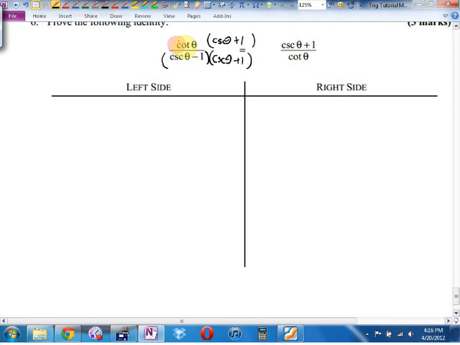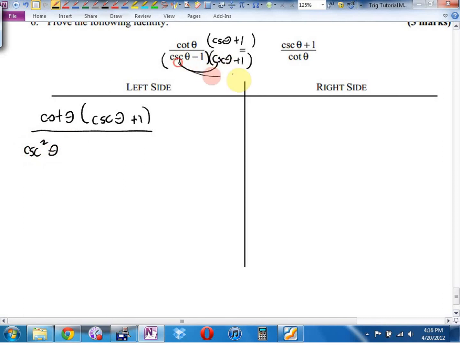On the top, I could multiply it out. I'm just going to leave it factored for 1 line on the off chance that maybe stuff will cancel. So I'm going to leave the top as cotangent times cosecant theta plus 1. But in the bottom here, I'm going to get cosecant squared. Then I'll get a plus cosecant and a minus cosecant. Yes? And a minus 1. Ooh! What is cosecant squared minus 1?